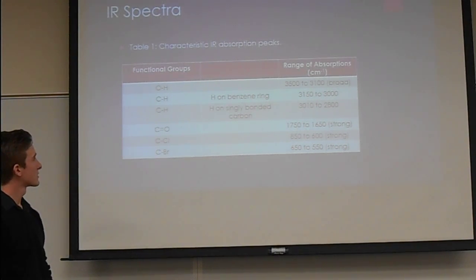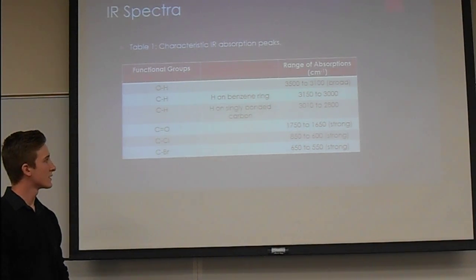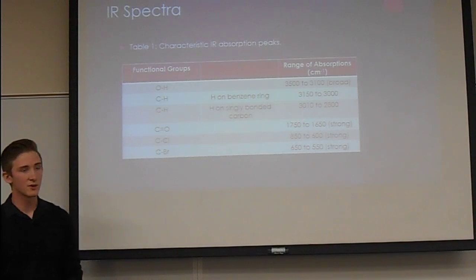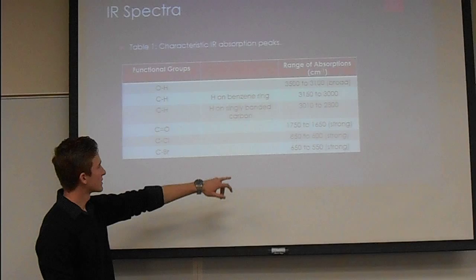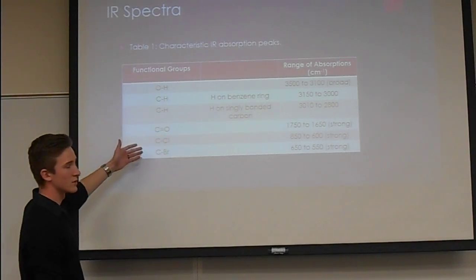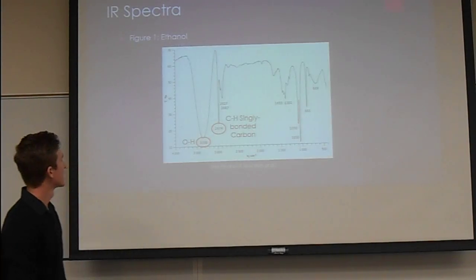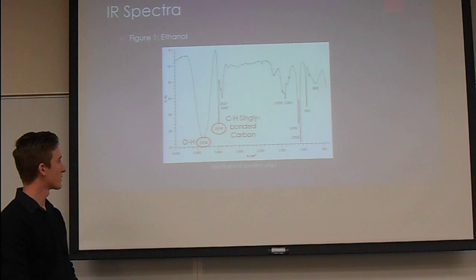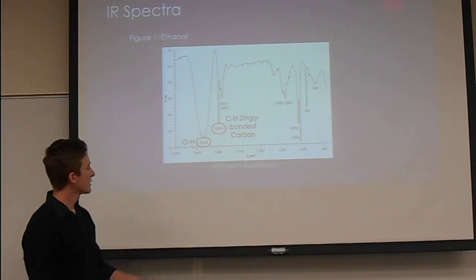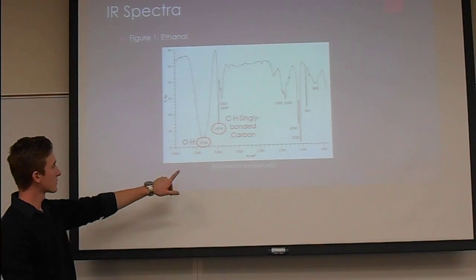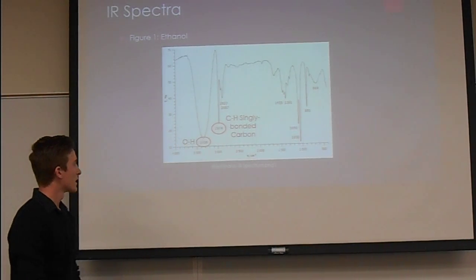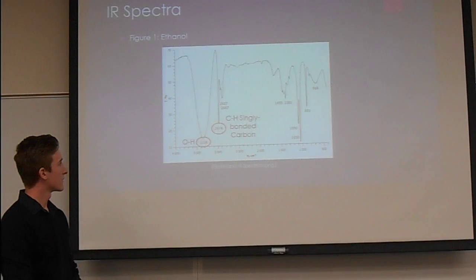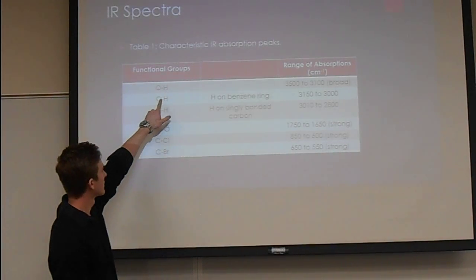So the IR spectra will normally fall in these ranges when you look at a graph and you see absorptions between these ranges, that functional group will be present. An example of this is ethanol. It has a peak value of 3,358 inverse centimeters, and that indicates an O to H bond up here.